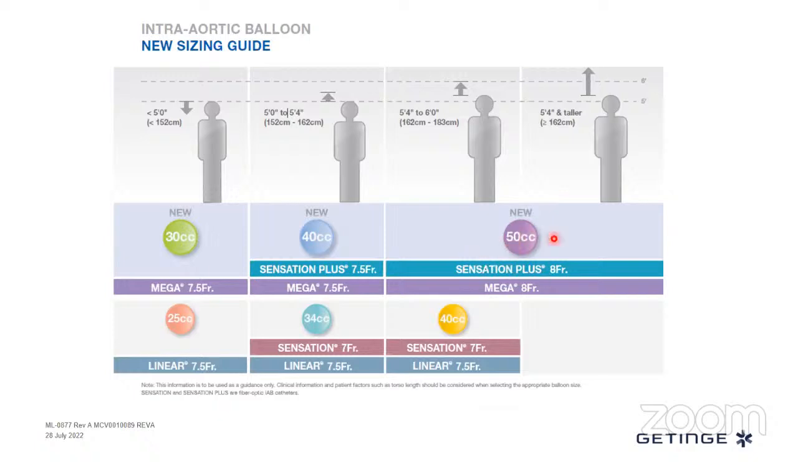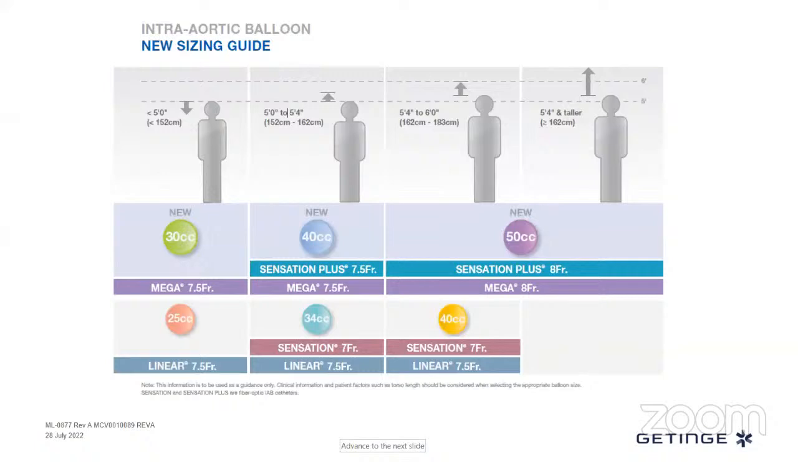Of course, there's two types. The Mega is non-fiber optic. That is the bigger cousin of the Linear. And the Sensation Plus is the bigger cousin of the Sensation. That's fiber optic balloons itself. But that is my claim, okay? But let's look at the data also.